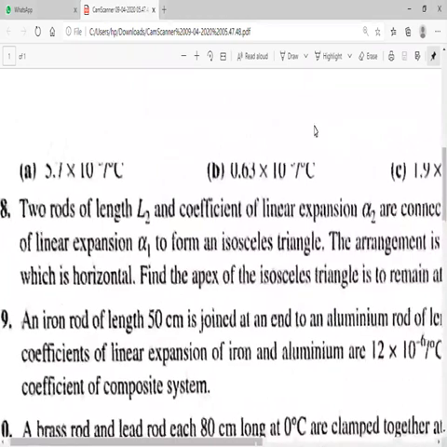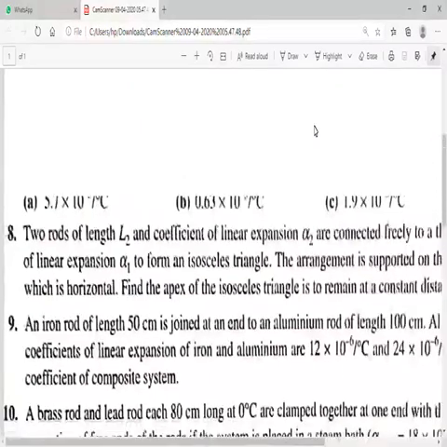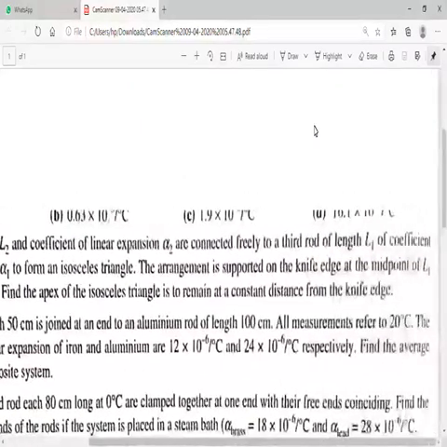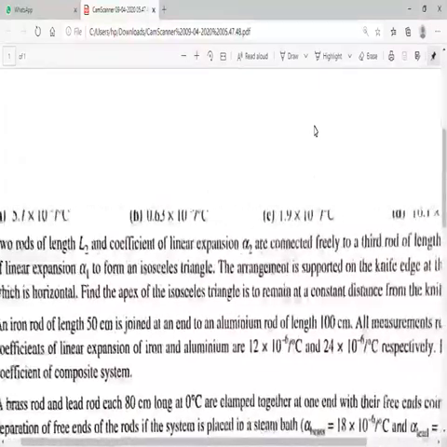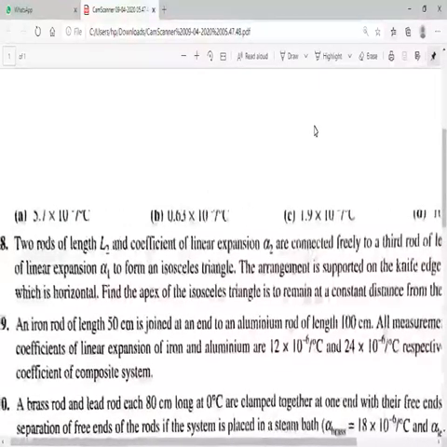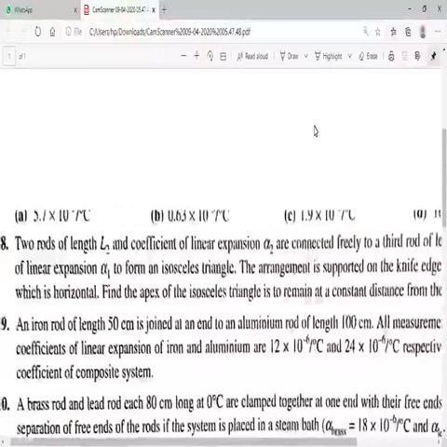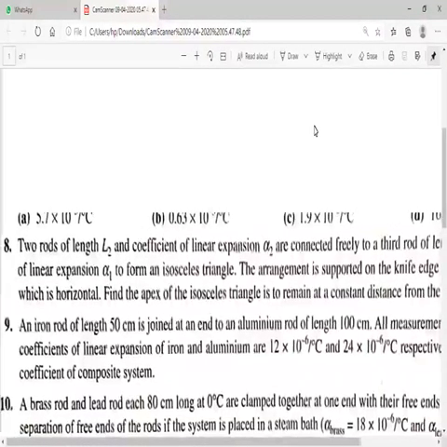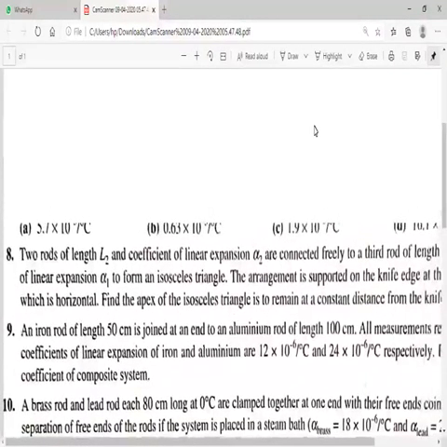Two rods of length L2 and coefficient of linear expansion alpha 2 are connected freely to a third rod of length L1 and coefficient of linear expansion alpha 1 to form an isosceles triangle. So totally 3 rods were taken. The first 2 rods have length L2 and coefficient of expansion alpha 2, and the third rod has length L1 and coefficient of expansion alpha 1.